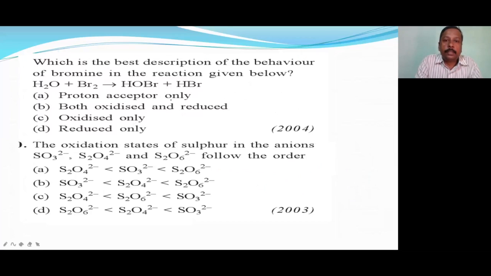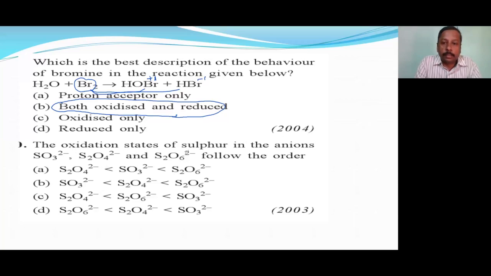Okay, next. Which is the best description of the behavior of bromine in the reaction given below? Okay, so bromine, what is it doing? See, bromine is converted into HOBr, and bromine is converting into HBr. So when you check here, the bromine oxidation number is +1. Here the bromine oxidation number is -1. Okay. So then the best description will be both oxidized and reduced. Okay. In HOBr, the bromine oxidation number is +1, in HBr the bromine oxidation number is -1. Therefore, it is reduced. Okay.